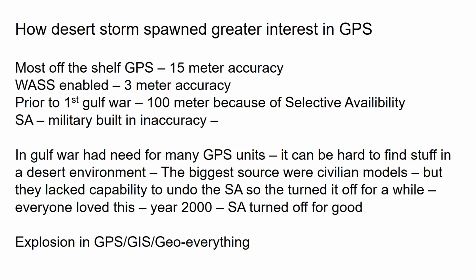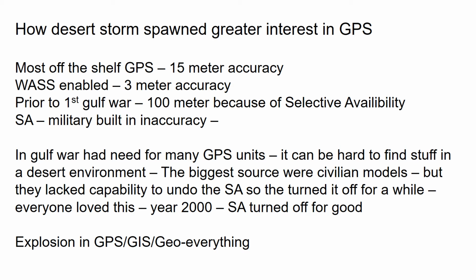Now, Desert Storm, back in 1990 range, actually did a lot to increase the availability and access to GPS in general. At that time, an off-the-shelf GPS meter was not very good. Today, most off-the-shelf are within about 15 meters accuracy. If you enable the WAAS setup, which we'll talk about shortly, that gets you down to about 3 meters, or 9-10 feet.